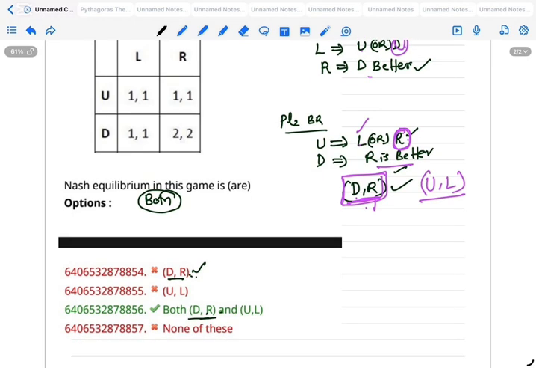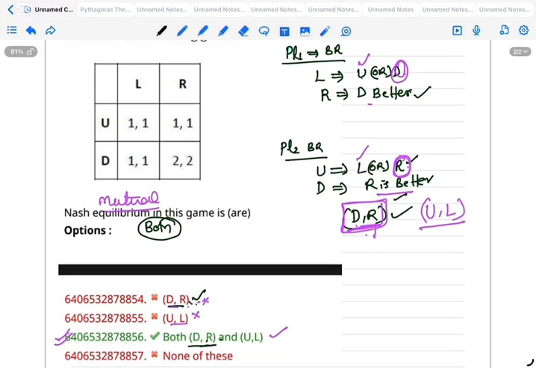So both R and D, and also U and L, satisfy both the conditions. This option is correct because Nash equilibrium means mutual condition, both the conditions. Because of this, we selected this option as correct, option C. Drawing all these conditions.